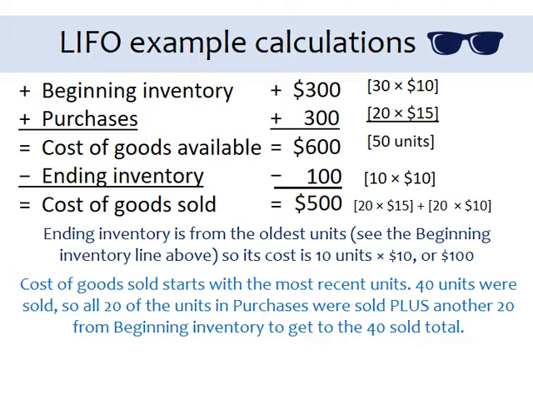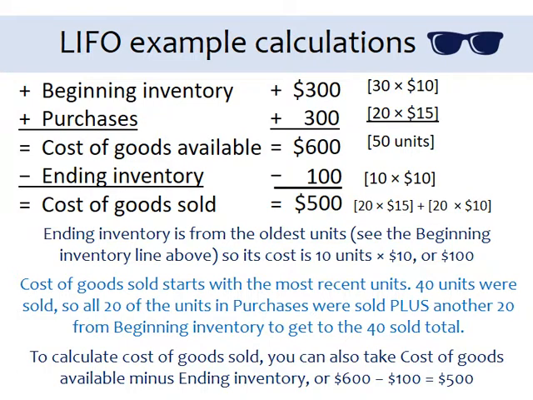To calculate cost of goods sold, you can also take cost of goods available minus ending inventory, or $600 minus $100 equals $500. The second way is easier if you have the total cost of goods available. Just subtract the ending inventory cost from cost of goods available to get cost of goods sold. Remember that beginning inventory plus purchases has to equal ending inventory plus cost of goods sold. And that concludes this LIFO example.